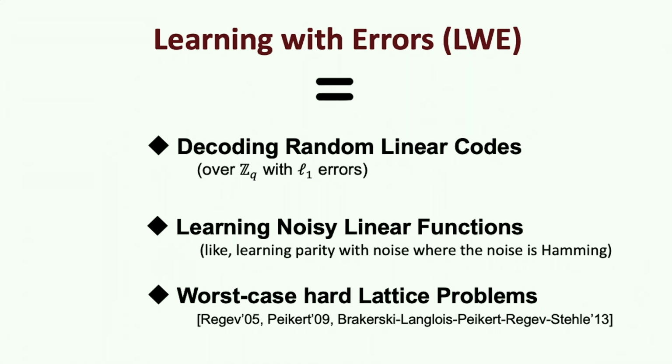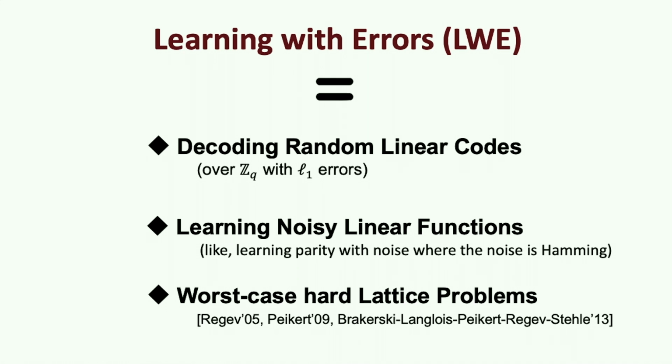This problem also turns out to have connections to various other problems that people have studied in other contexts. For example, this is really exactly the problem of decoding random linear codes. S is the message, A is the generating matrix of a random linear code over Z mod QZ, and I do A times S plus noise, find the message, decode the message. So this is decoding random linear codes.